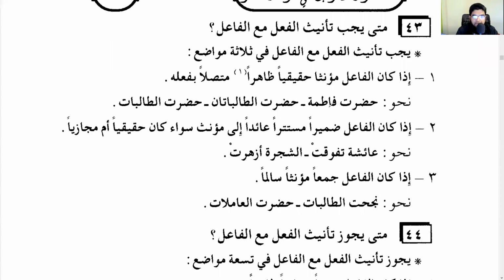Second condition is إذا كان الفاعل ضميرا, if the fa'il is a pronoun. So the first condition is it is a pronoun. Second, مستترا, it should be mustatir, a hidden pronoun. Third, عائدا إلى المؤنث, it should go back to the feminine form.